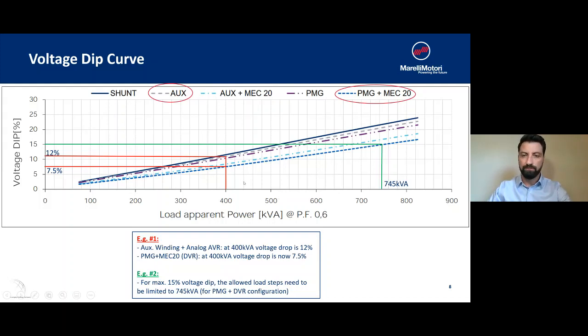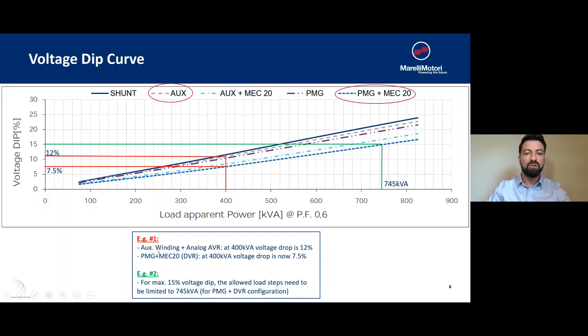Let's see an example. For the sake of this presentation, we are going to focus on our auxiliary configuration, which is the auxiliary winding with the analog AVR. This is our standard configuration here in Marelli USA. And then we're going to compare it with the top of the line PMG with the MEC20 digital AVR.